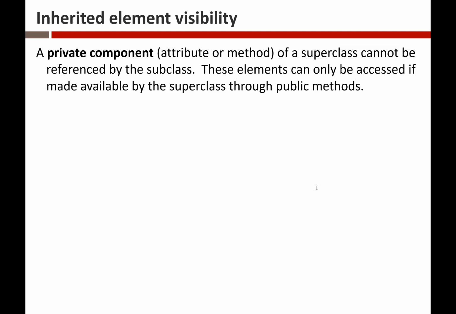Well, a private component, whether we're talking about an attribute or a method, cannot be referenced by the subclass. So if something's private, that means other classes can't see it. Well, if something's private, even the child can't see it. So if I had a private method called special display doc, the child class couldn't see it, because it was declared as private. So the question then would become, suppose I want to create something that's available to the child class, but still private to the rest of the world.